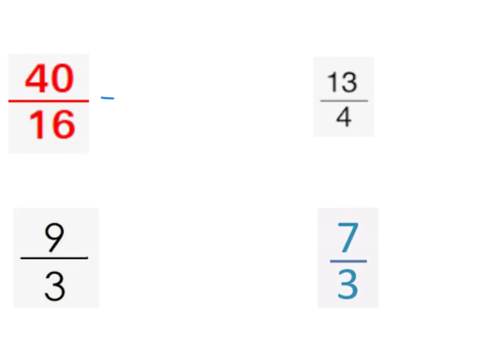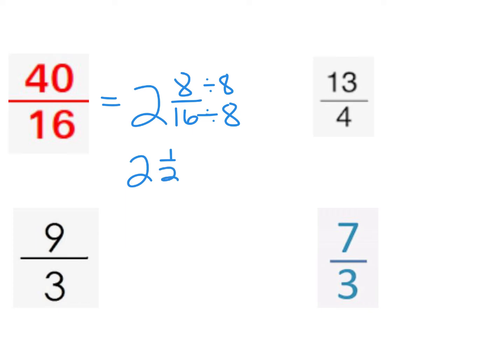So 40 sixteenths, divide 40 by 16. It goes in there 2 whole times. 2 times 16 is 32. So that means that there is 8 left over. So we get 8 sixteenths. Now, it's always a good idea to simplify. I know I can divide both of these by 8 because we always want our answers in simplest form. So 2 1/2. That would be our final answer.